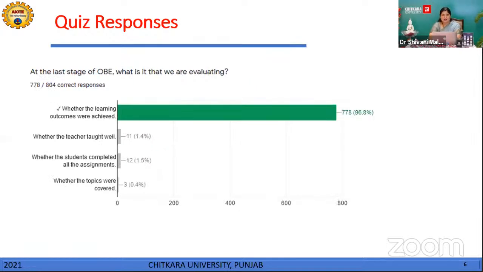There was another question: at the last stage of OBE, what is it that we are evaluating? We were really happy to see that the majority of you gave the right answer. That is what we were expecting, whether the learning outcomes were achieved or not. With OBE, we definitely check whether the learning outcomes for which a program was meant are successfully and effectively achieved by the students or not.